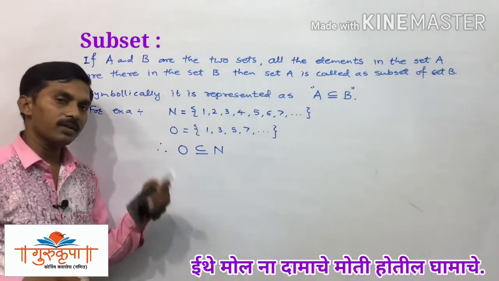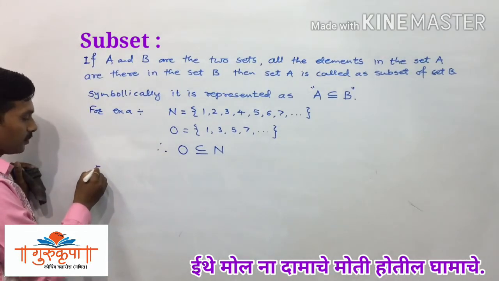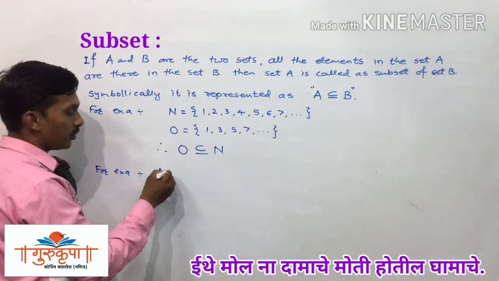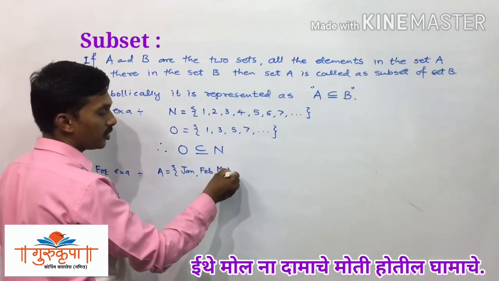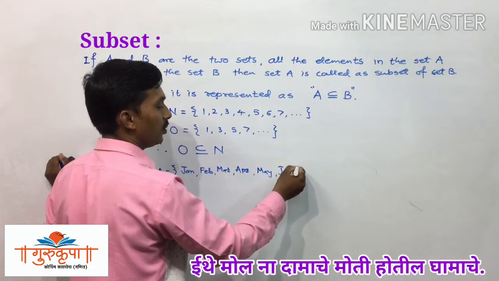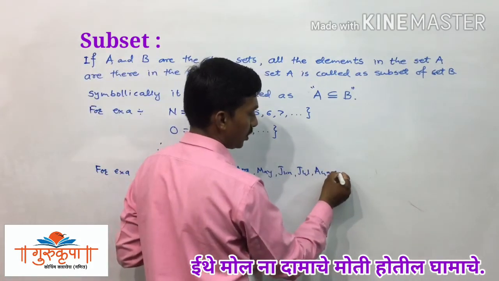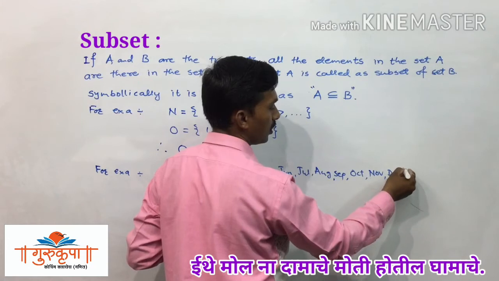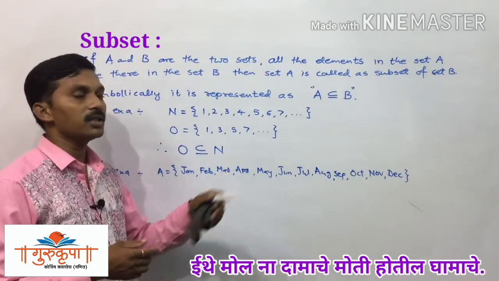We will take one more example. For example, A = {January, February, March, April, May, June, July, August, September, October, November and December}. A is the set of the months in a year.